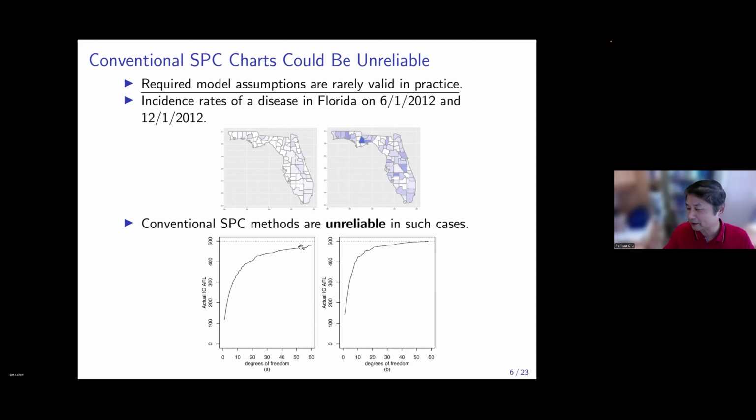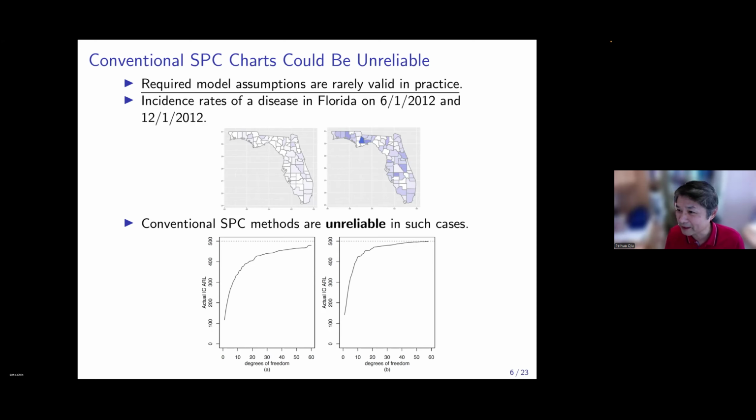So we assume that the distribution is normal, but actually it's a chi-square distribution, and we try to use the conventional CUSUM chart. The assumed ARL0 value is 500, but this line denotes the actual ARL0 values. When the degrees of freedom is very small, the distribution is very skewed. The actual distribution is a chi-square distribution, very skewed, and the actual ARL0 values will be far away from the nominal value of 500.